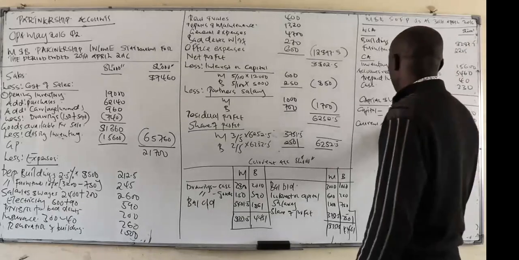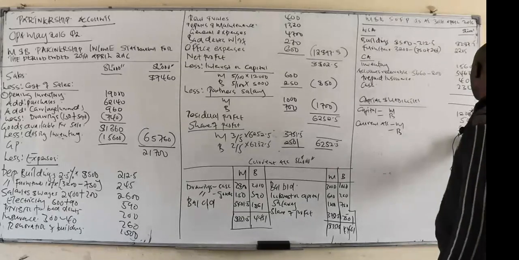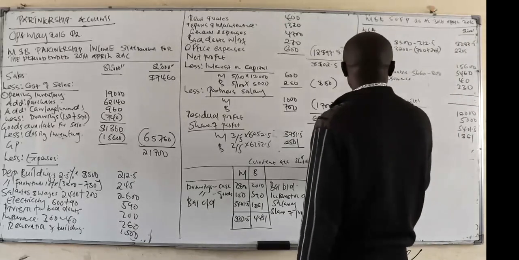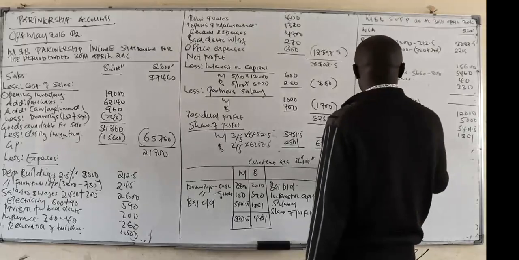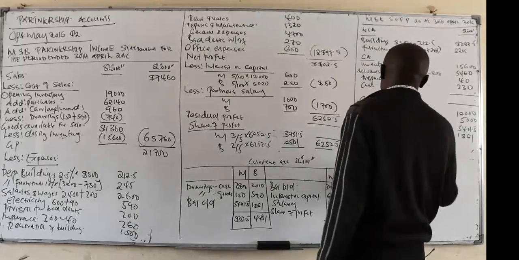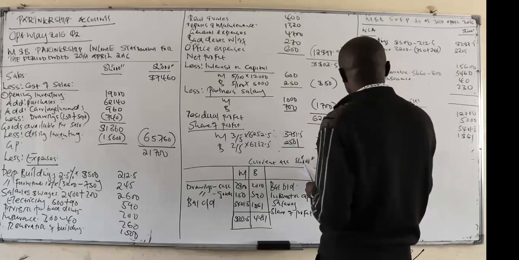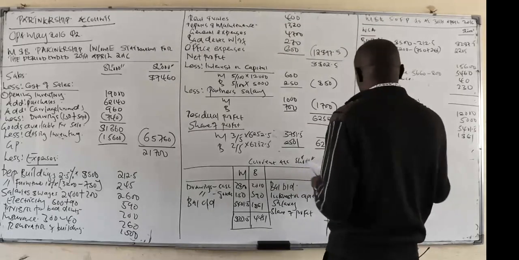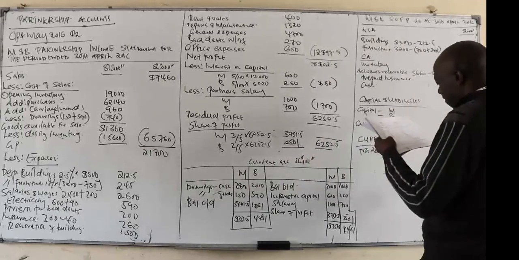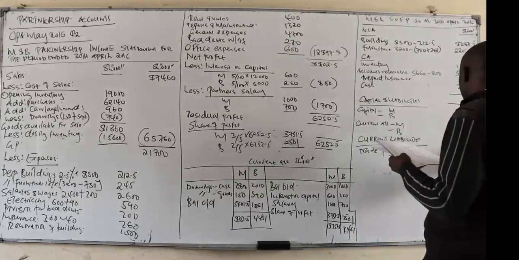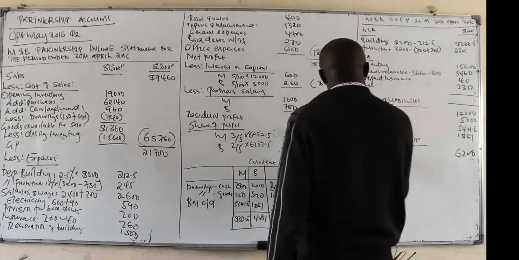5401.5. Then Bakari is 1861. Then here we have current liabilities. Current liabilities. So we have trade payables. How much is it? Trade payables, how much is it? 6,000.